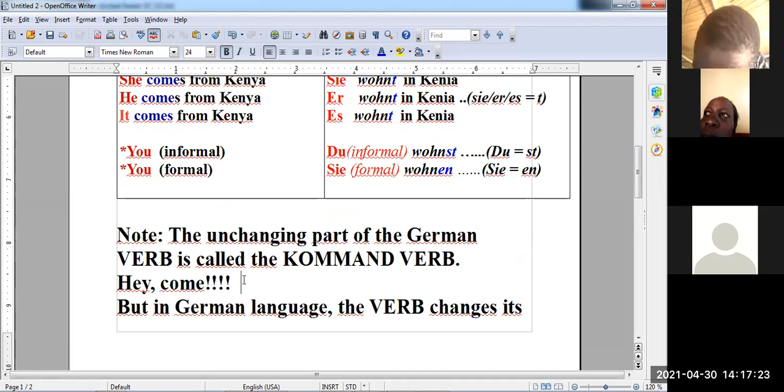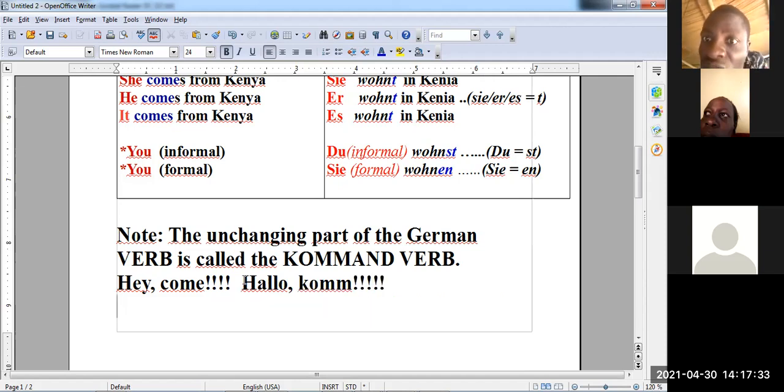In German, it's going to be: Komm. So when you use the command, forget about the endings E, S, T, E, N. This is called the command part of the verb. Normally, especially you mothers, you use it with children. Hey, Joseph, come. That's a command. In German, you throw out the last part. Komm. Joseph, komm.